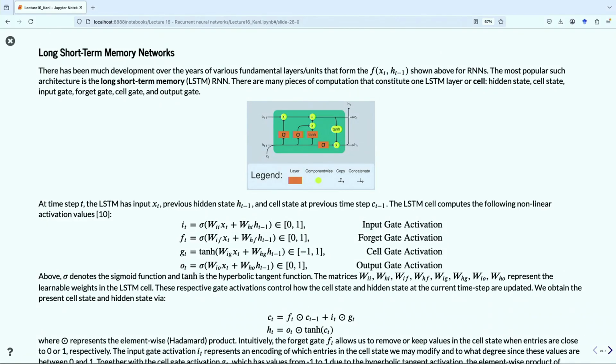So, to avoid this problem, other RNN structures have been proposed.